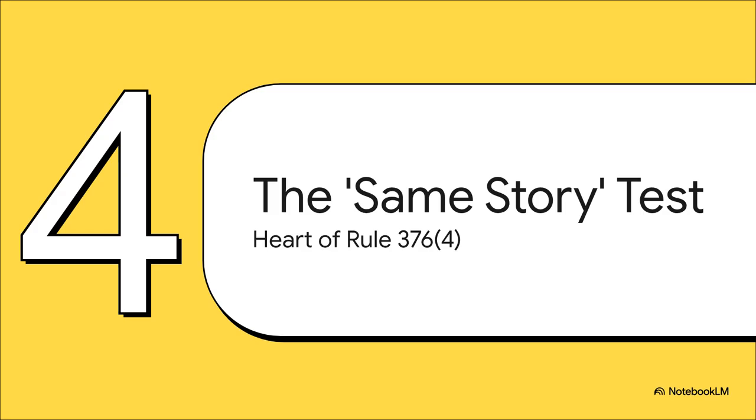Let's really drill down on that second question, because it really is the heart of the whole thing. It's the multi-million-dollar question in any Rule 376 Sub-Rule 4 argument. How does a judge decide if a new claim comes from substantially the same facts? Well, over time, the courts have boiled this down into something we can call the same story test.